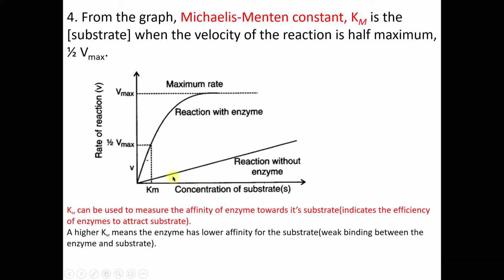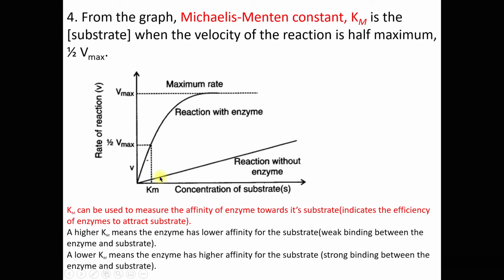But what happens if we have a smaller Km? At lower Km, the enzyme has higher affinity for the substrate, meaning strong binding between the enzyme and substrate. So at a lower concentration of substrate, the half maximum velocity is reached.